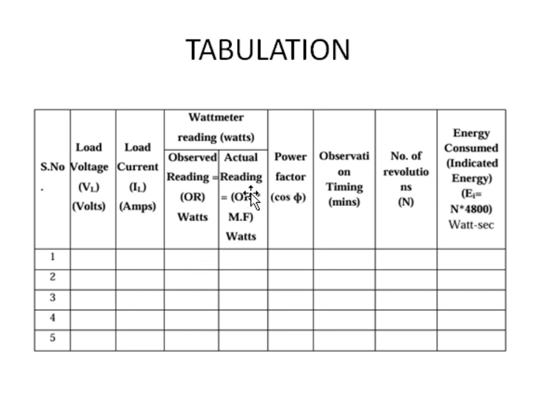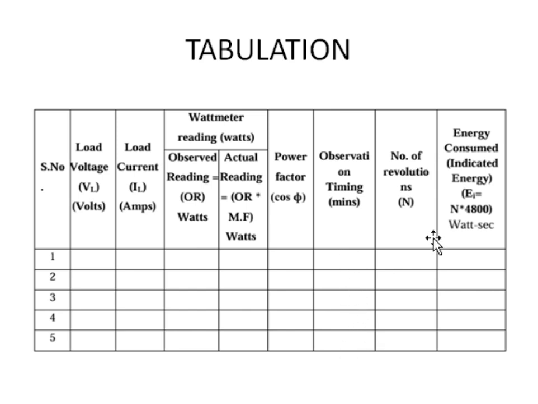Suppose it is 50 watts, then 50 into 4 means 200 watts will be noted here. The power factor I will finally explain. For the observation timing, we put a time constant of 1 minute or 2 minutes, which is given in the table.